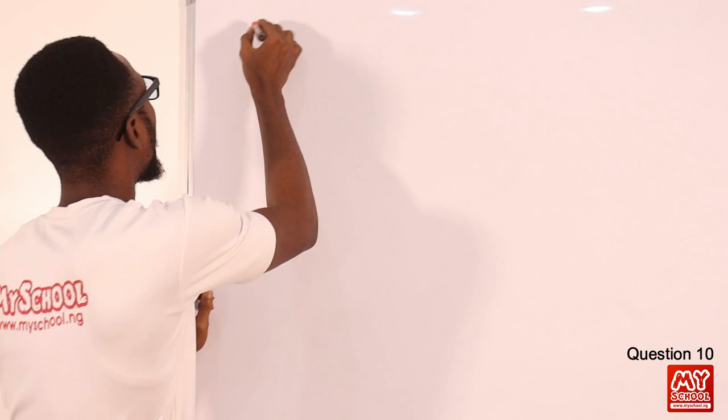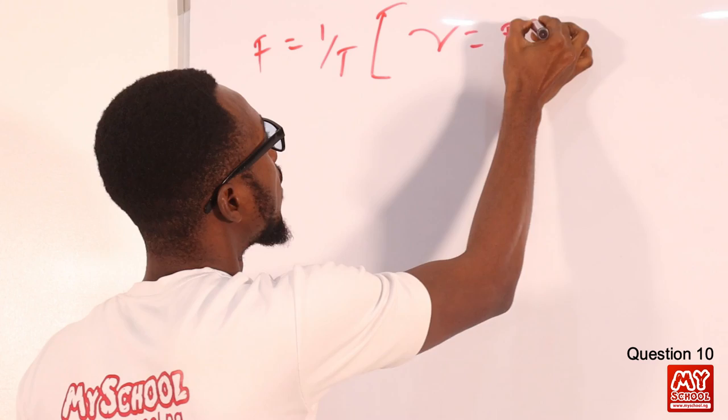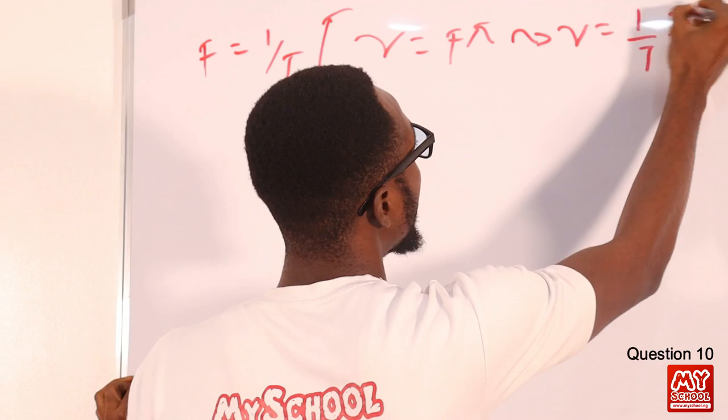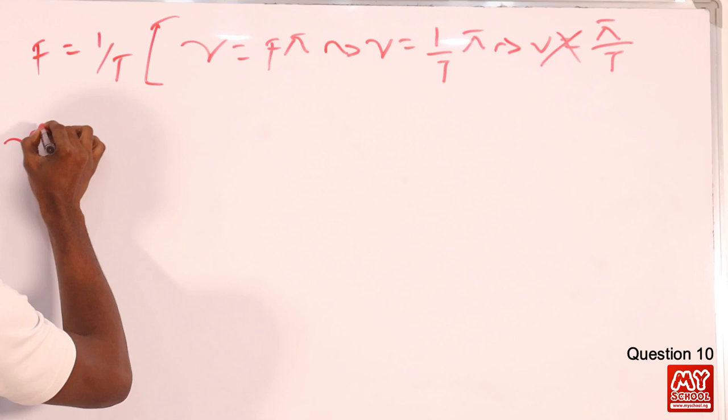So remember, we have that frequency equals 1 over T, right? This is the period T that we are looking at. And we recall again that v equals f lambda, frequency times wavelength, right? Where your f is actually 1 over T, so that implies that v equals 1 over T times wavelength. That means v equals wavelength over T. So right now we are looking for the wave period, which is T. If we cross multiply, we have vT equals the wavelength, isn't it?